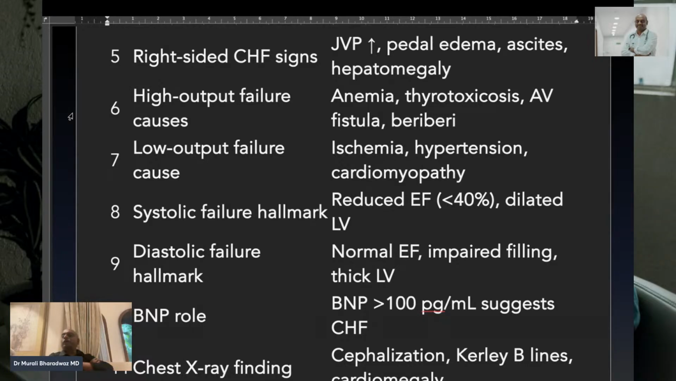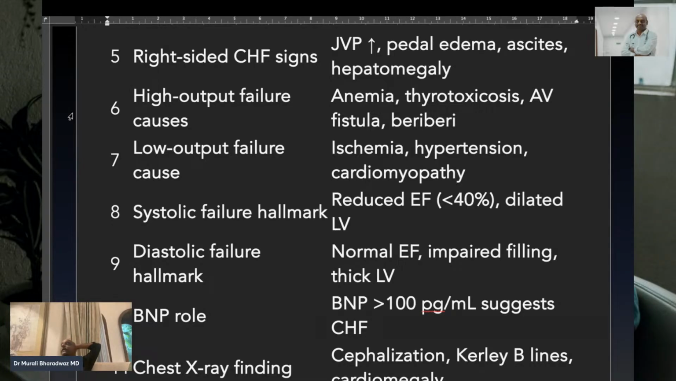So now, high output failure: anemia, thyrotoxicosis, AV fistula and beriberi, any hyperdynamic states. Low output failure causes are ischemia, hypertension, cardiomyopathy, they all cause it. What characterizes a systolic heart failure? If there is a reduced ejection fraction, less than 40%, or if there is any dilated cardiomyopathy also, and alcoholics, the most common cause, that leads to development of systolic failure.